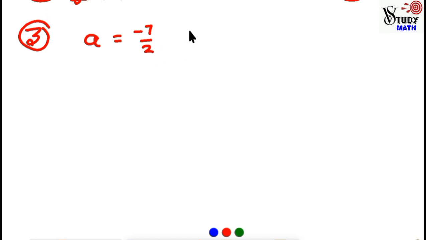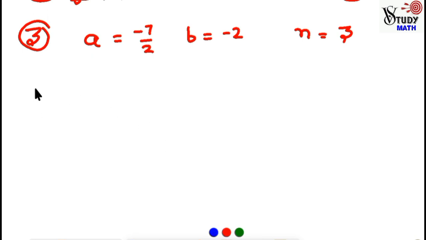Now come to question number 3. In question number 3, rational numbers are given. Let a be equal to negative 7 by 2 and b equal to negative 2, and we have to find 3 rational numbers. The question says: find 3 rational numbers between negative 7 by 2 and negative 2. So let's solve this question with the alternate method.